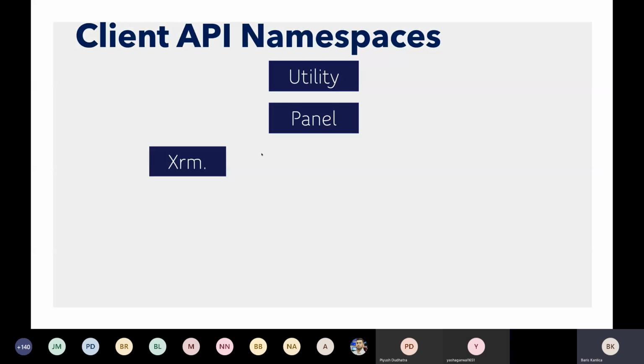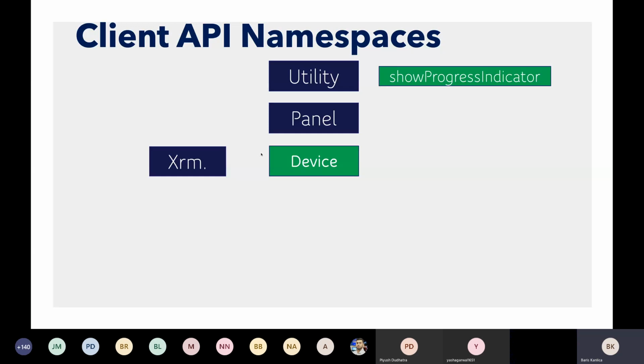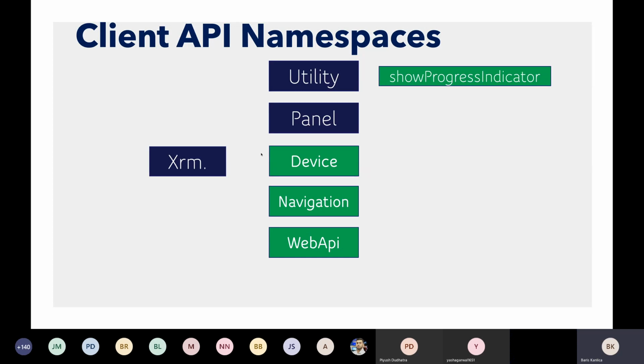This is very important. The client API names also changed. As you can see, Xrm.Utility.showProgressIndicator is one example. So this is our structure of the items. You can see Utility, Panel, Device, Navigation, WebApi, Encoding, and all the other things we have like that. This is very important, actually. We have to know these items, and we have to know what each item does. This is a very important point.